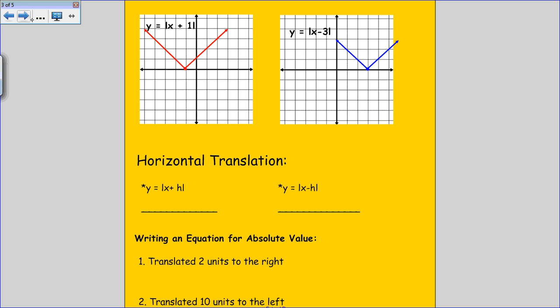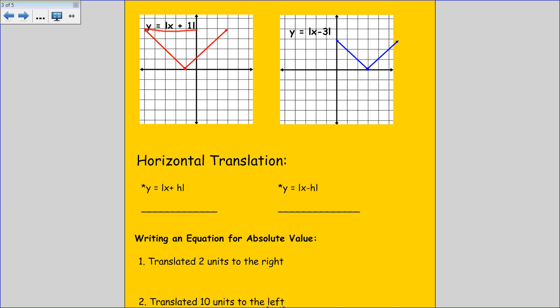All right, another way that we can manipulate our graph of the absolute value is by translating it horizontally, so moving it along the x-axis. So there's two different graphs that we have here to look at. We have y equals the absolute value of x plus 1. And you notice here that whole thing is in the absolute value.